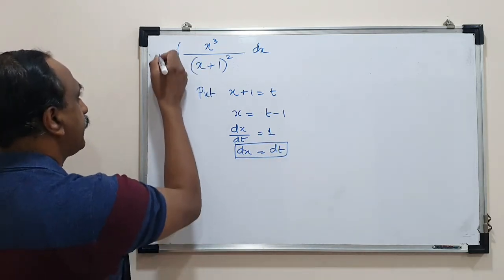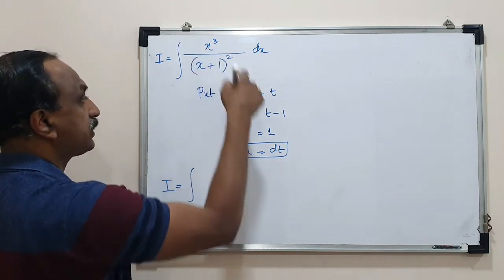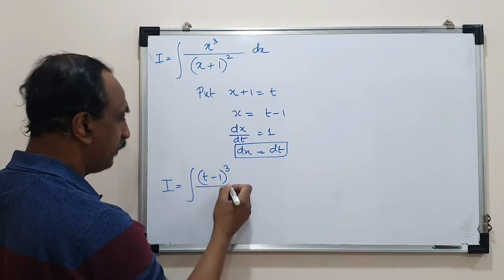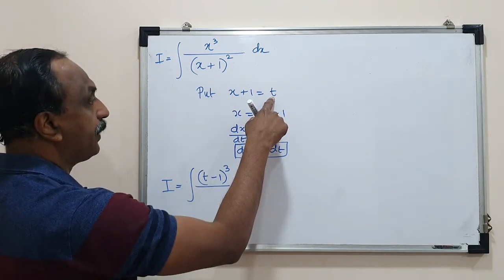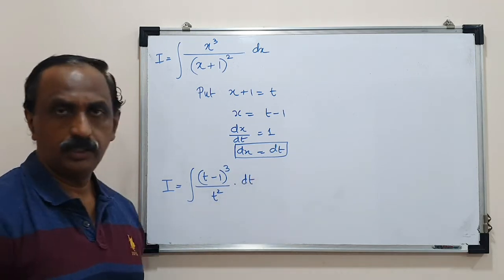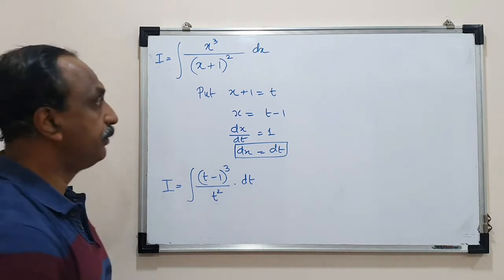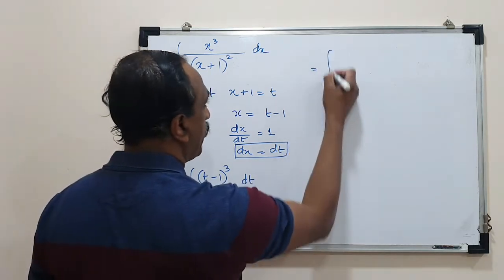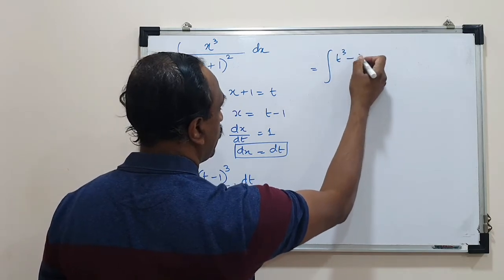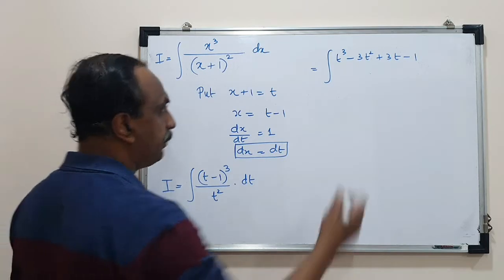So now the integral can be written as: replace x in terms of t, so t minus 1 the whole cube divided by x plus 1, which became t square, into dt. Now it is very easy to integrate this: expand and separate. This we learned in the beginning. When you expand it using the formula for a minus b the whole cube, we get t cube minus 3t square plus 3t minus 1, divided by t square.